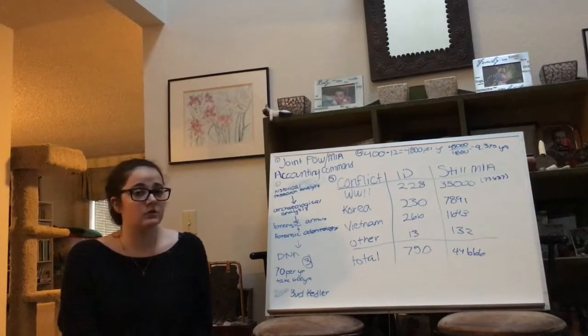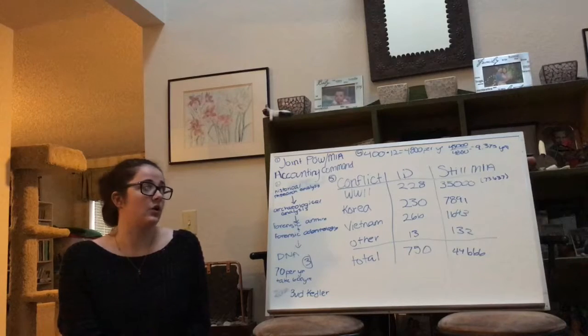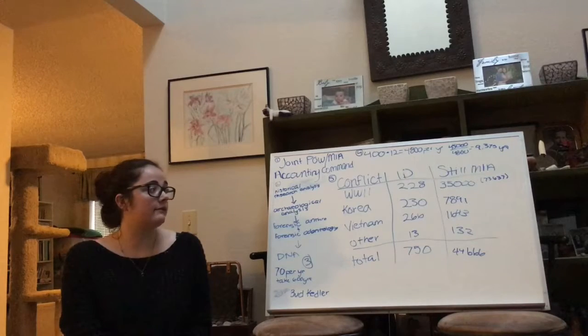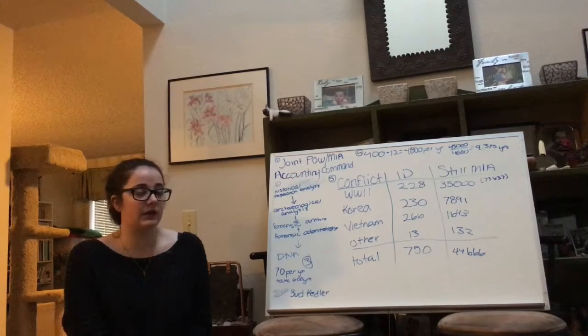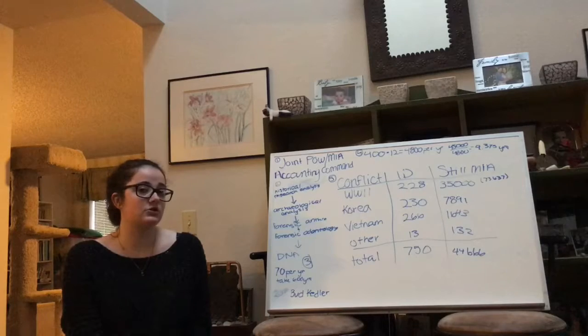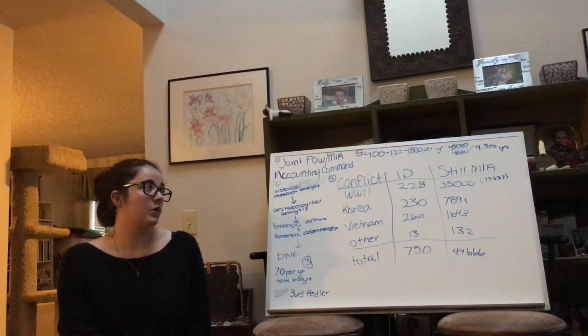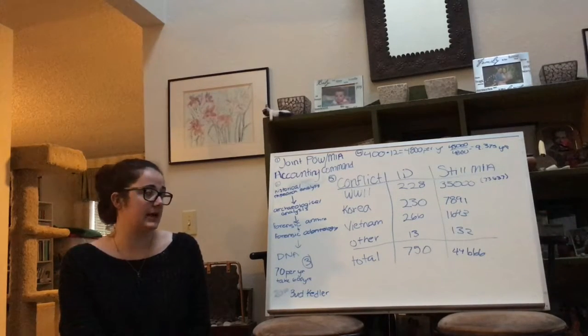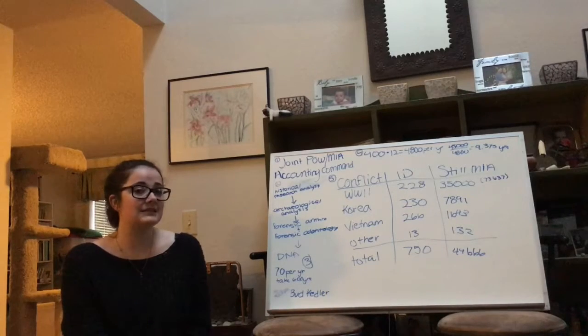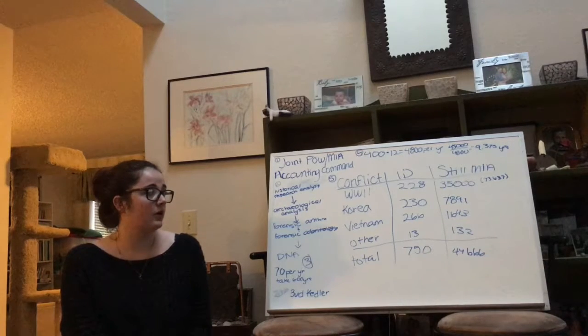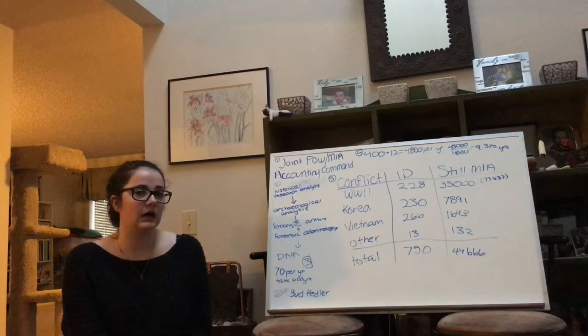In Korea, only 230 have been identified, with 7,891 still missing. In Vietnam, 266 have been identified, with 1,643 left unidentified. And in other conflicts, only 13 have been identified, with 132 still missing in action. In total, only 750 have been identified, leaving 44,666 unidentified.